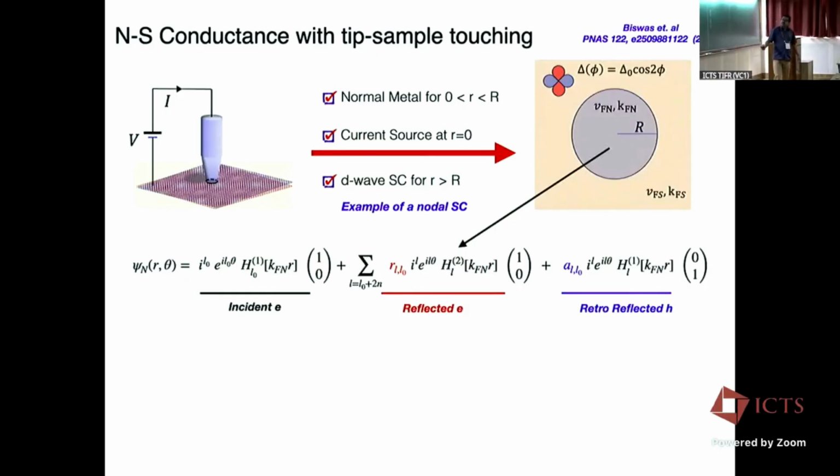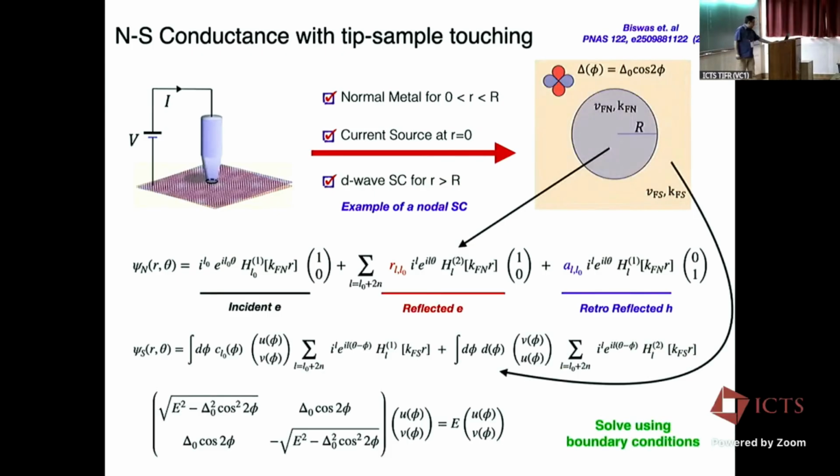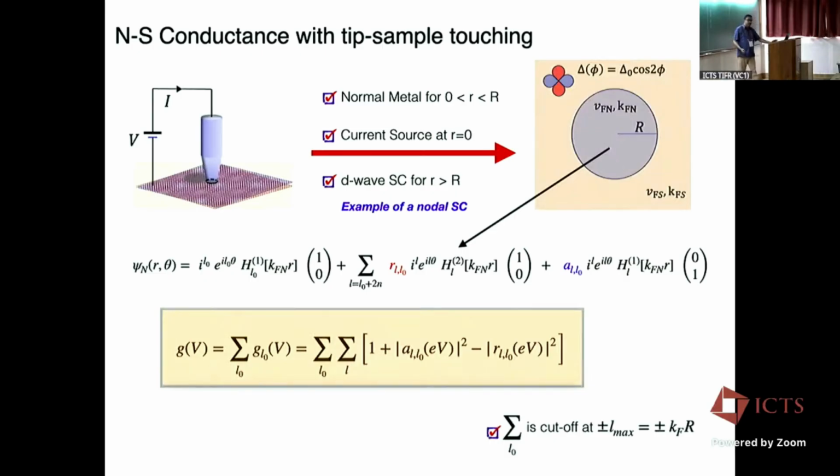Again, since strong correlations are not what we are after, we can go back to a BTK-like or BdG-like analysis and solve the answers in terms of boundary conditions and so on. You can calculate for each angular momentum, you are pushing in electrons with a particular angular momentum, and for that there is a conductance, and then you would have to sum over all these L naughts. You can cut it off at plus minus KFR, and that gives you some answer.